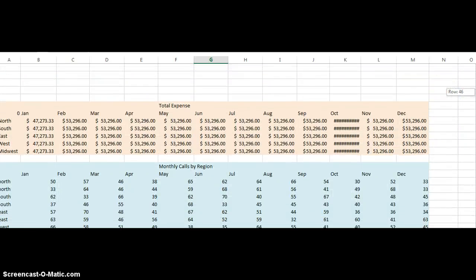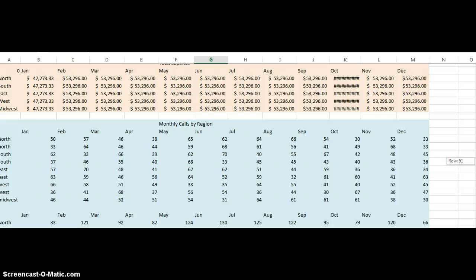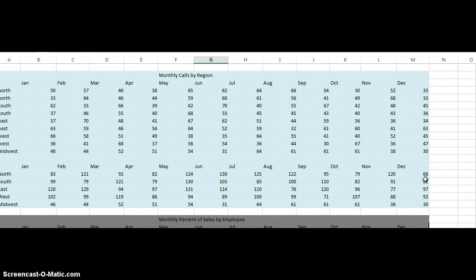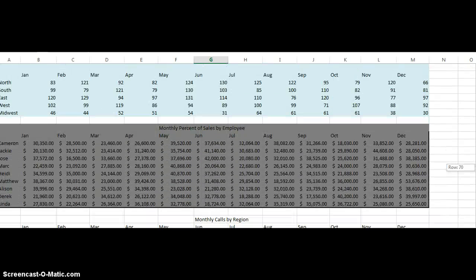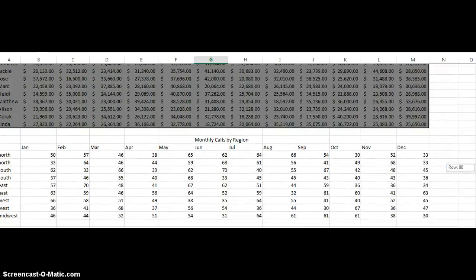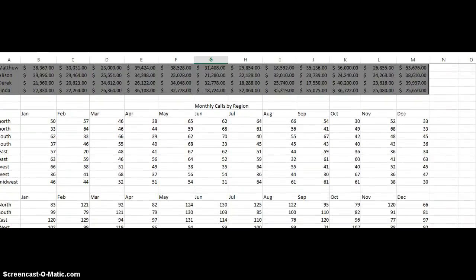We have our total expenses, which is the marketing expenses and the actual monthly expenses combined. We have our monthly calls by region, so the top chart is from the person and the bottom chart is going to be each person added up. Then we have our monthly percent of sales by employee, and then we have our monthly calls by region. And that is our dashboard project.